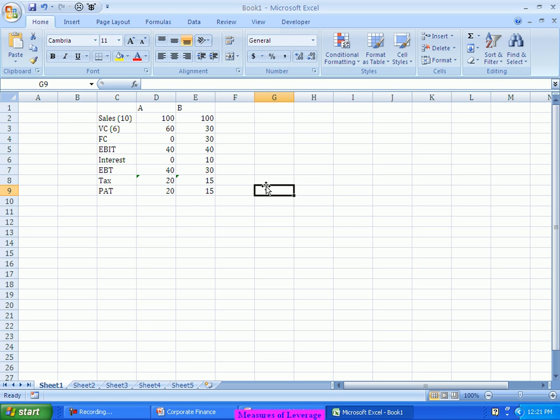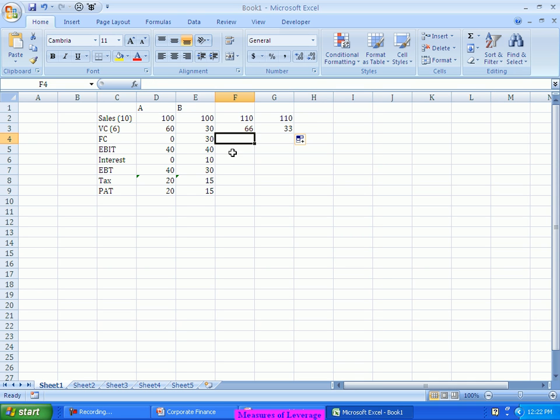Now let me say the sales is increased by 1 unit. For both the companies, they are increasing the sales by 1 unit and they are not disturbing anything else. So 11 units overall. If it is 11 units, what will happen for both the companies? The sales will increase to 110. Even for this company, it will increase to 110. And because the sales have gone up by 10%, I am assuming that the variable cost also is going up by 10%.